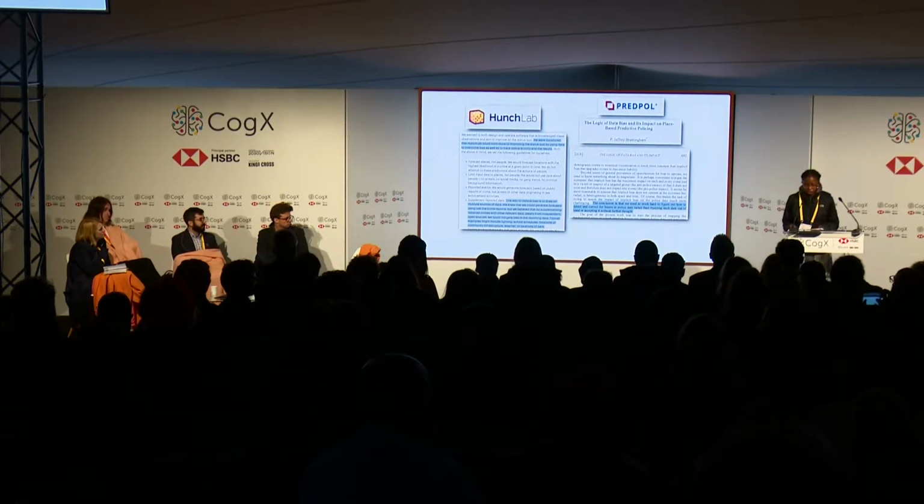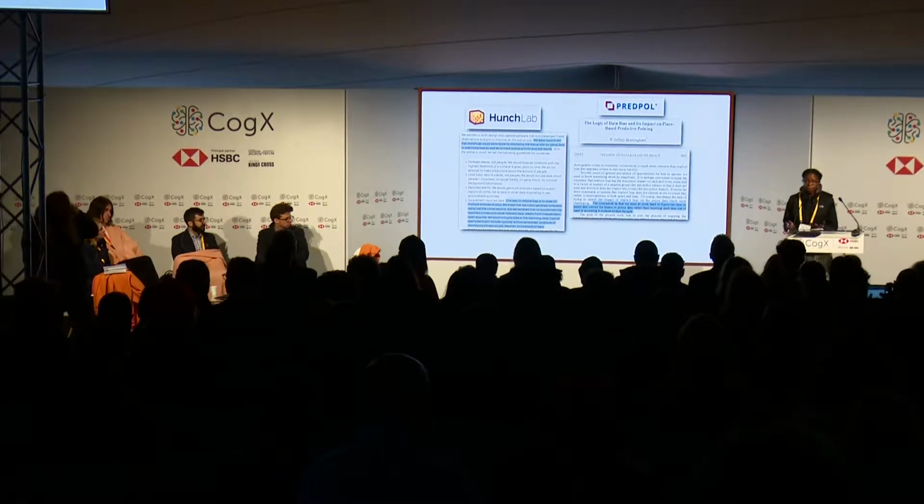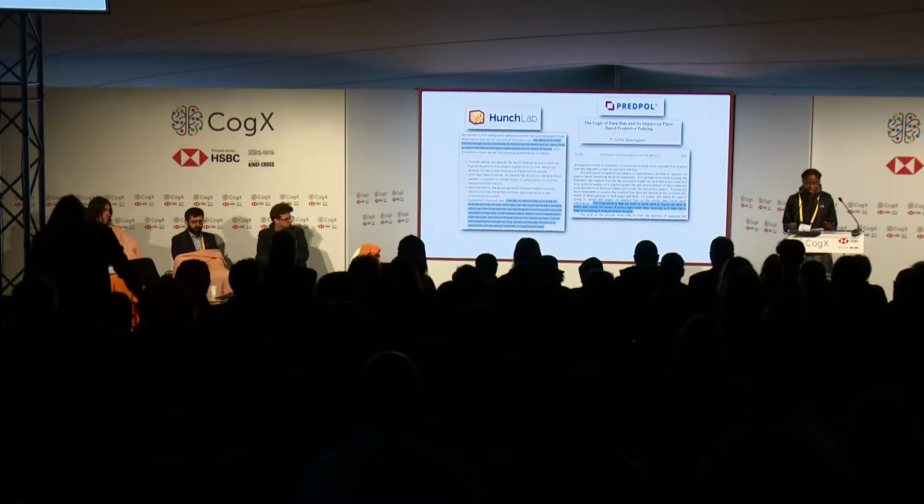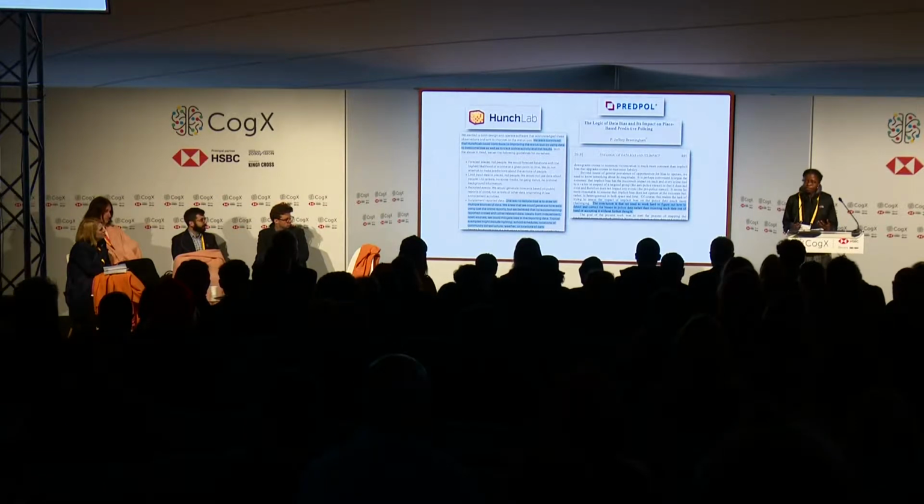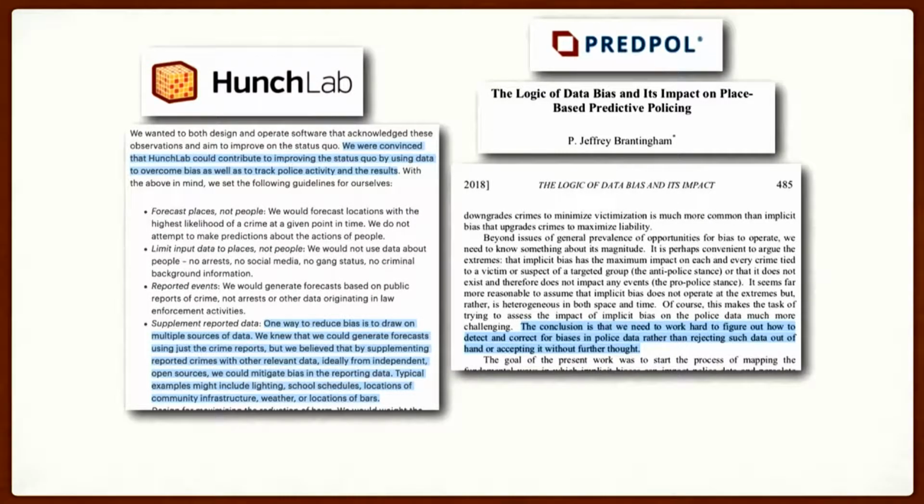And the concern with dirty data is what's known as the bias in, bias out phenomena, or feedback loops, and that's where a predictive system will send police to the same neighborhoods or same areas despite the actual crime rate.